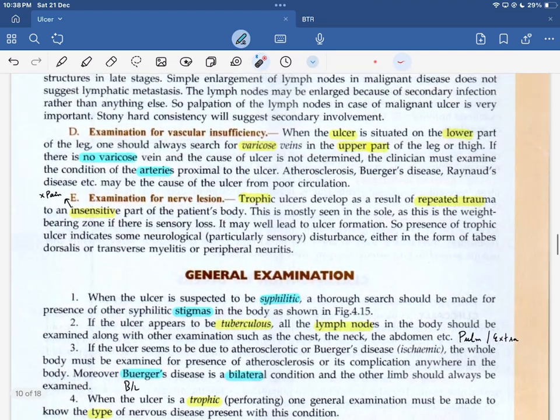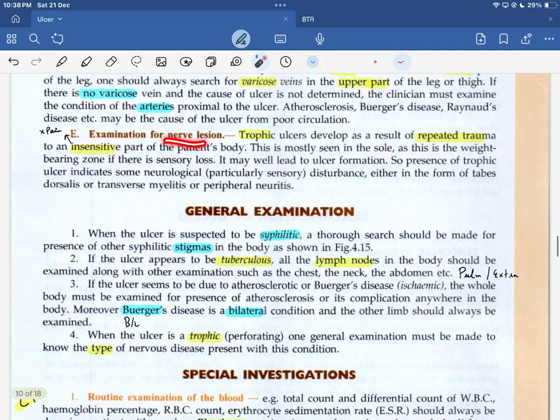I told you one thing before: with an ulcer situated on the lower part, one should always search for varicose veins in the upper part of the leg. If there is a blood circulation problem and here is the ulcer, then you see what the problem is. Because the blood supply was coming here or going from there, that's why the ulcer has occurred here.